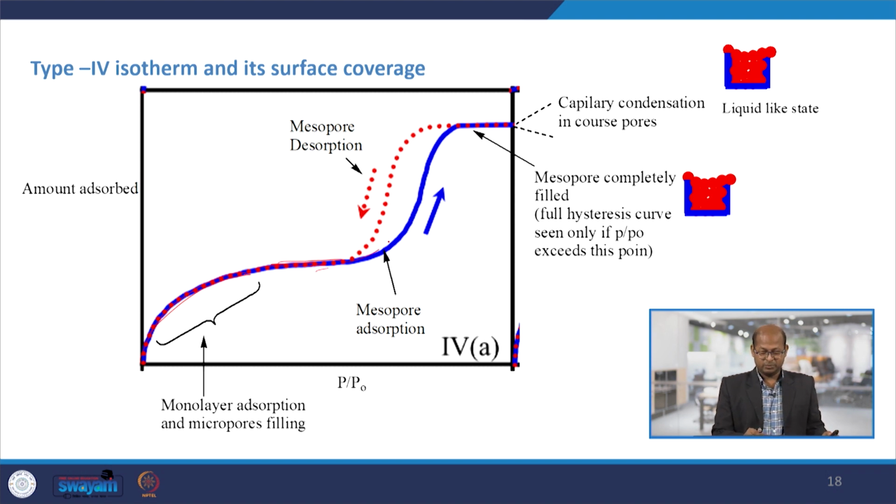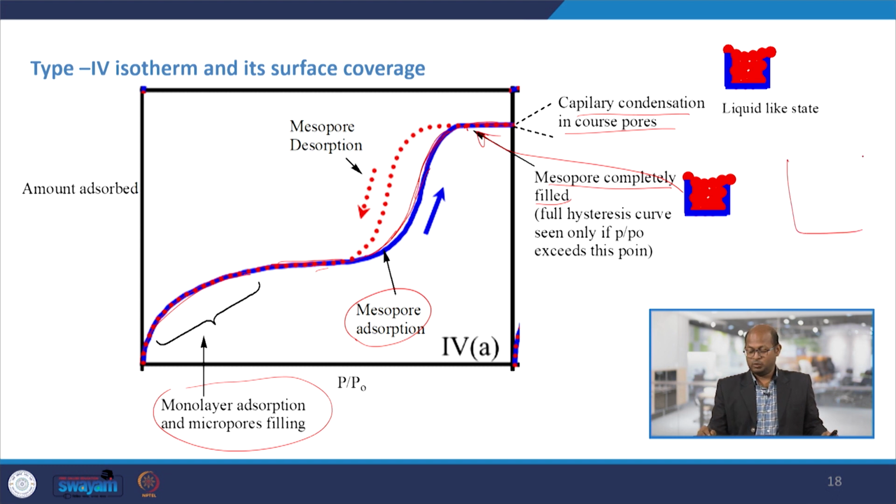These are the mesopores. So, molecules get adsorbed in the micropores first, then the mesopores fill, and here the mesopores are completely filled at this particular point. After that, the curve goes flat, which means capillary condensation would be there. Liquid completely fills the pores available on the surface of the catalyst.